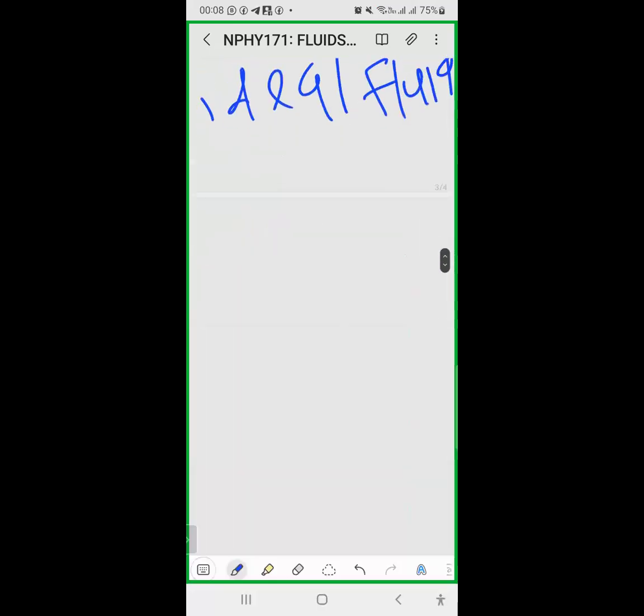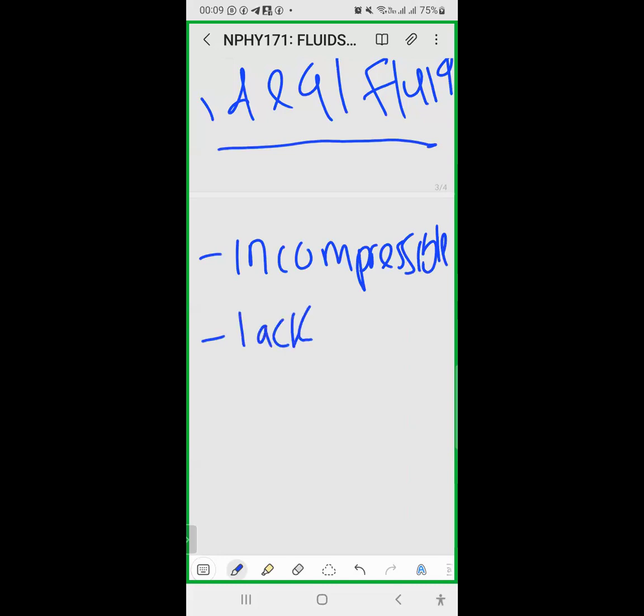In order for you to classify a fluid as ideal, firstly, the fluid needs to be incompressible. Incompressible meaning there is no change in density. And then secondly, an ideal fluid lacks viscosity.